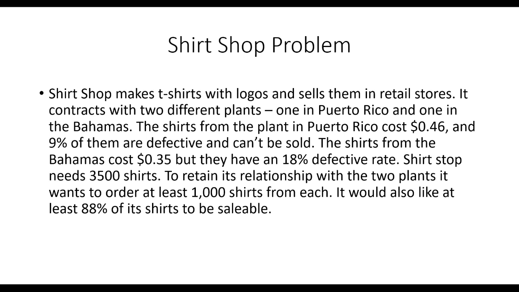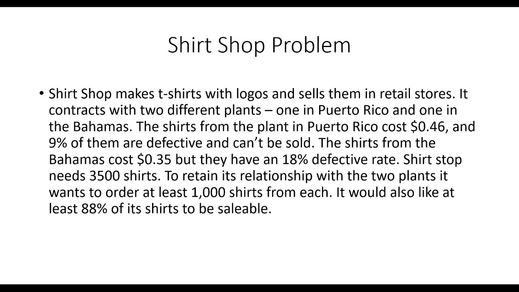We see several things here. The objective function should be very clear. It's minimizing z at 46 cents x1, which is shirts from Puerto Rico, and 35 cents x2, which is shirts from the Bahamas. That part was very easy. But let's look at our next section. First, we see that 9% from Puerto Rico are defective, and 18% from the Bahamas are defective.